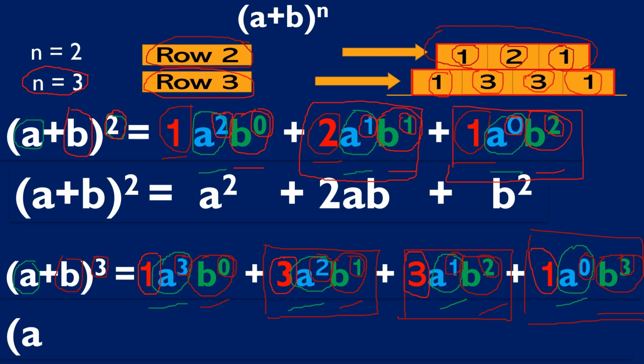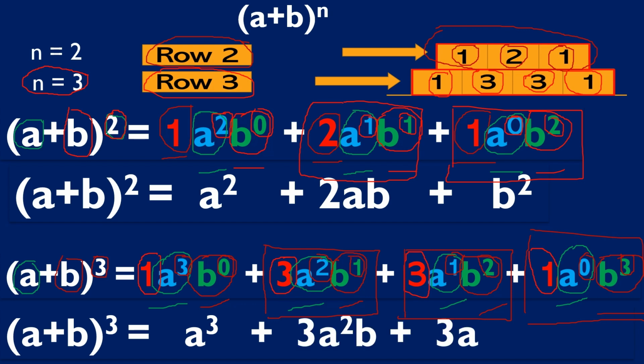Now, when we simplify this, a plus b all raised to power 3 is a raised to power 3 plus 3a squared b plus 3ab squared plus b cubed.